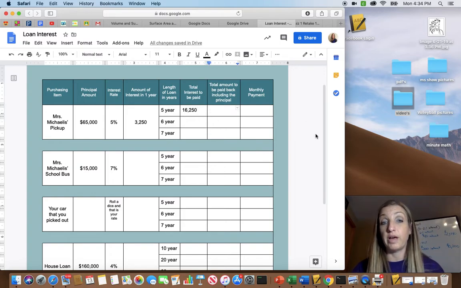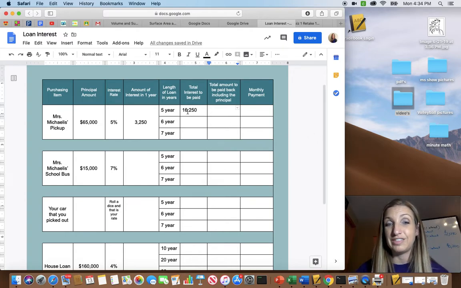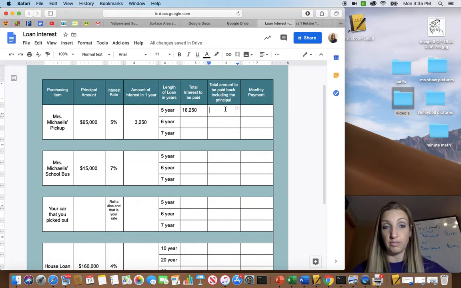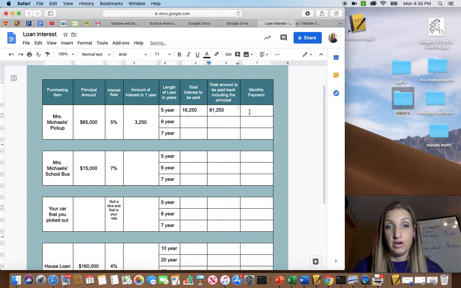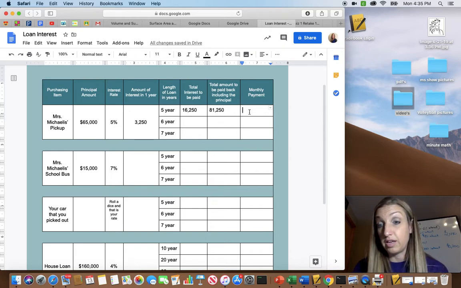Now the total amount to be paid back, including the principal amount. This $16,250 is just the interest I'm paying back. The pickup that I bought is $65,000. So for the total amount to be paid back, including the principal, I take my interest, which is $16,250, plus my principal, which is $65,000. That means I'm paying back a total of $81,250. Okay, so that's a lot. My $65,000 truck is now turned into an $81,000 truck.